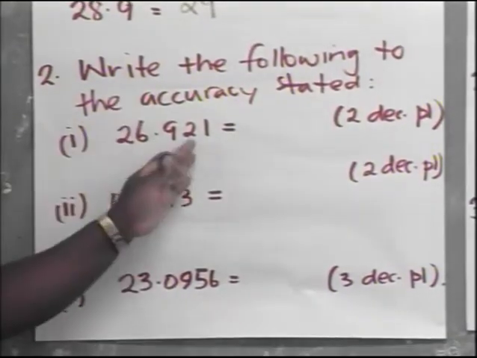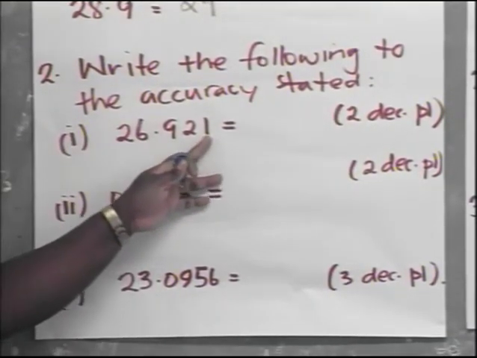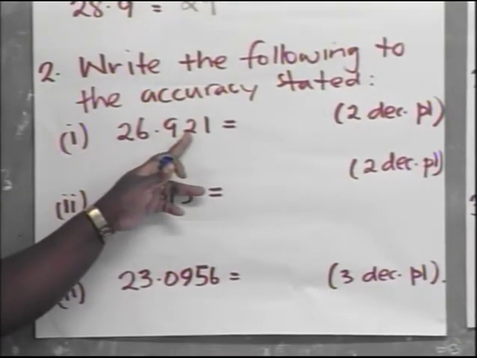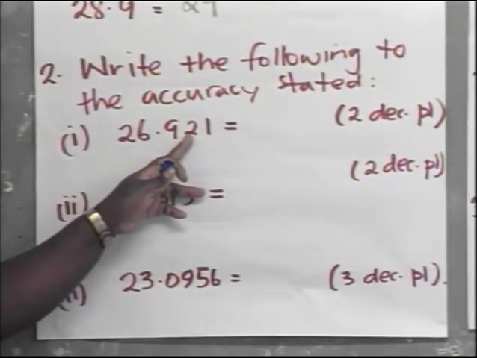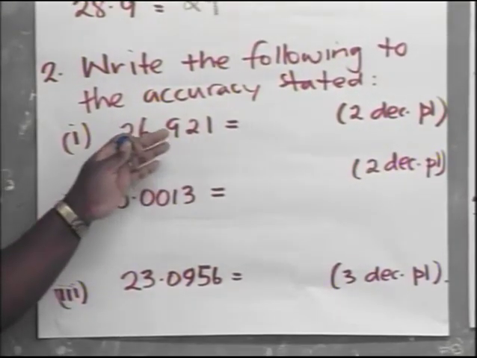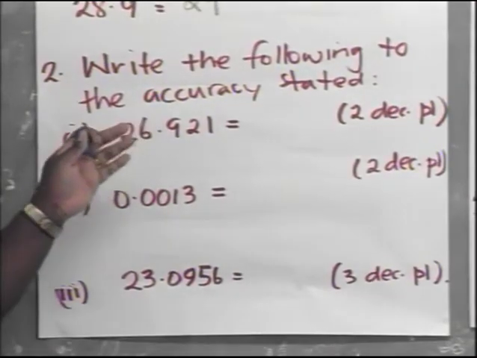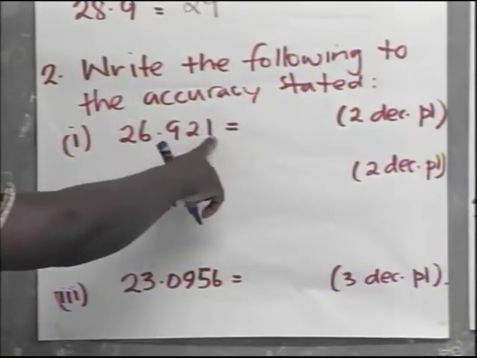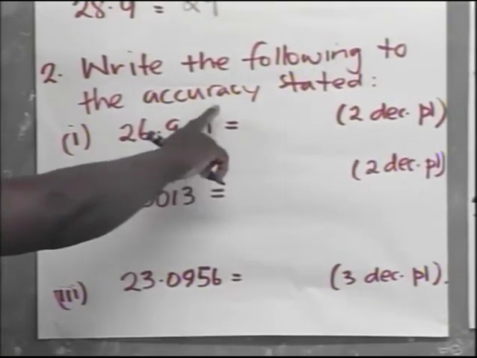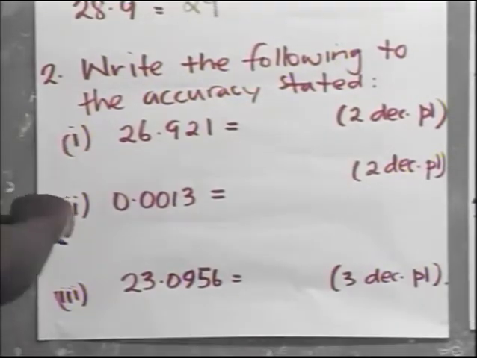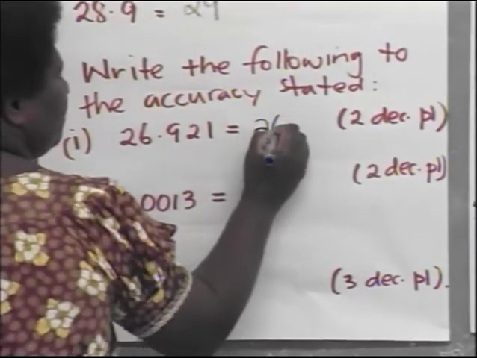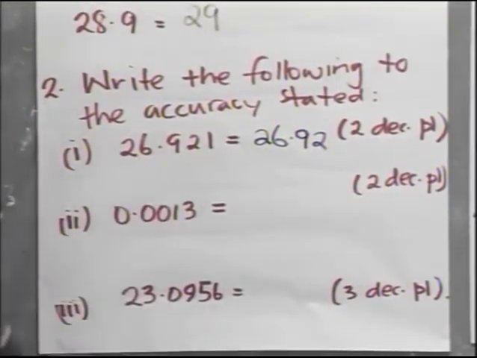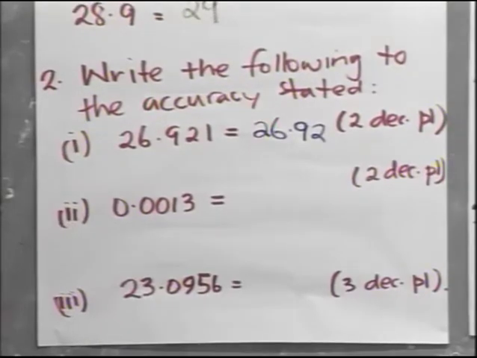Okay, I look at the third number after the decimal point. If it's more than 5, I change it. So the number will be 26.91. Changing is not a correct thing to say. I increase it by 1. If the third number is greater than 5, I increase this one by 1. If it is less than 5, I leave the number as it is. So this to 2 decimal places is 26.92. Well done, Siegfried.